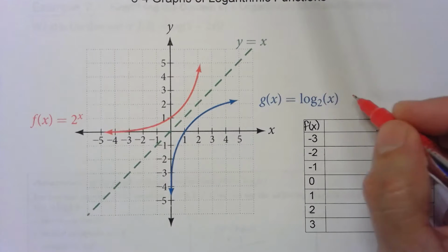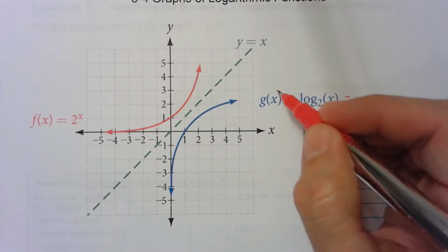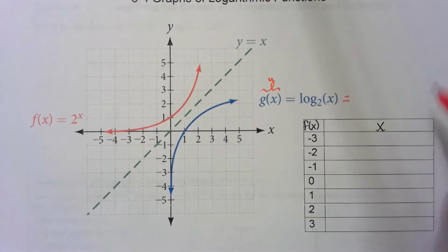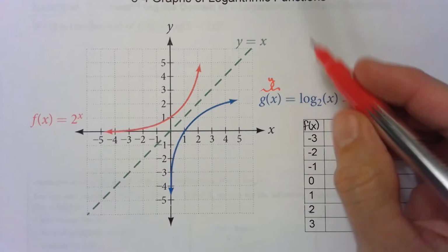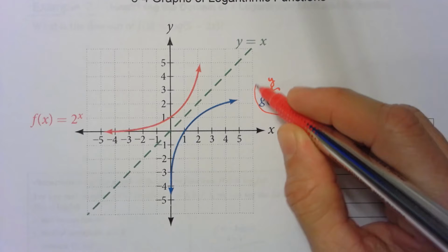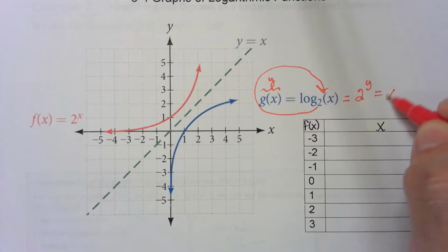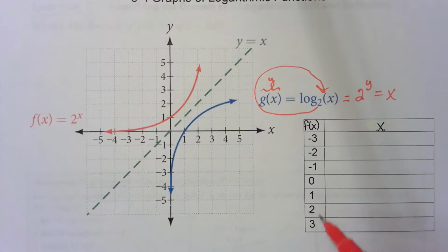So this means, let's write this in exponential form. We're going to call this y, just for ease of writing it down. So that would be 2, do you remember how to switch it back? 2 to the y equals x. These are our y values.